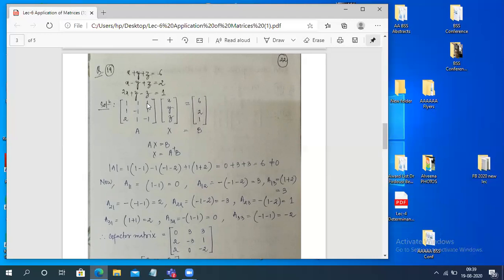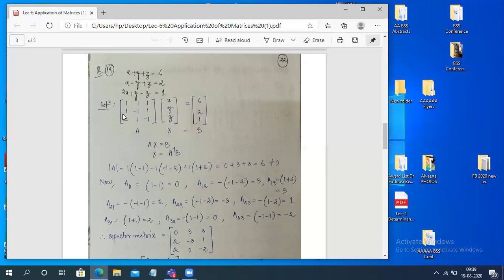To find the cofactor of this one, it is in the position of A13. So it will be minus 1 to the power 1 plus 3. That is again even, so there will be a positive sign. Now ignore this particular row and particular column. You have this submatrix 1, minus 1, 2, 1. So the determinant value is 1 into 1, that is 1, minus of minus 2. So this will be positive 2. So it will be 3.